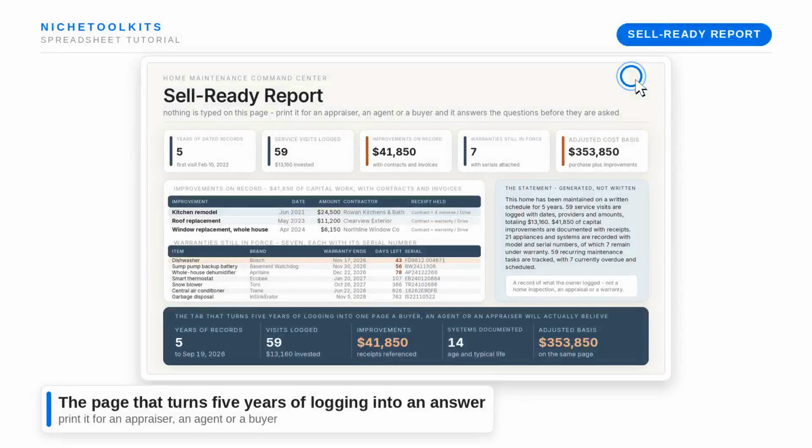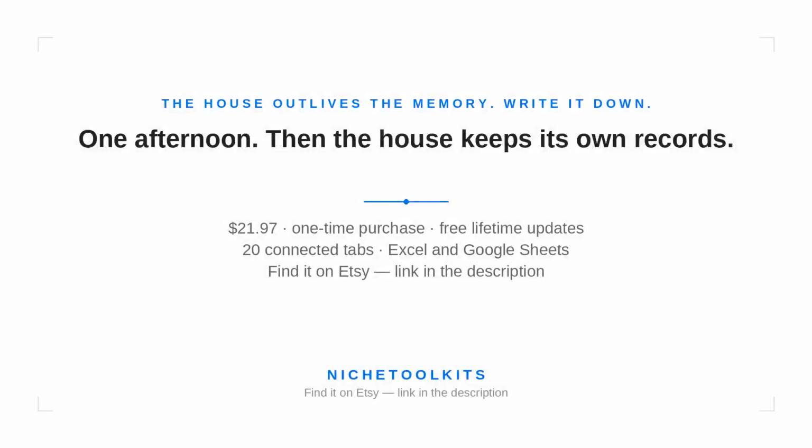And the sell-ready report is where all of it pays off. Print it for an agent, an appraiser, or a buyer, and it answers the questions before they are asked. The systems with their ages, the improvements with their contracts and invoices, the warranties still in force, 5 years of service visits, and a statement paragraph the file generates rather than you writing it. Reference and tips explains the date logic, the service life table, and every source. That is the whole file. The house, the schedule, the money, and the proof.